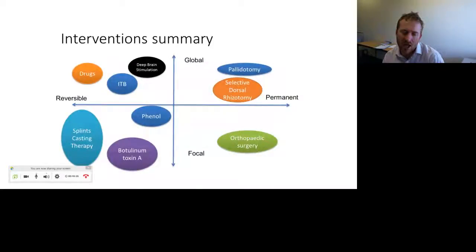There are lots of ways to think about the interventions that we'll talk about briefly. One of them is to split them up into global and focal and permanent and reversible, with globus pallidotomy, which is an effective but seldom used now treatment for dystonia, being both focal and permanent, and selective dorsal rhizotomy, also very permanent, but lots of reversible treatments as well.